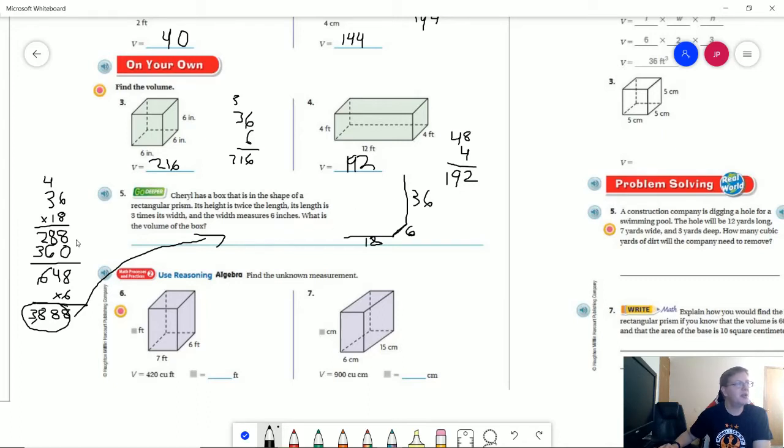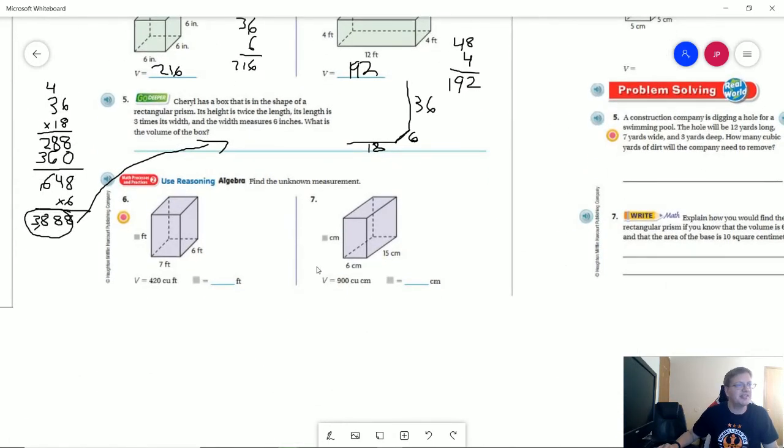So what we end up with, 36 times 18 is going to give us 648. 648 times 6 is going to give us 3,888. So let's take a look at a couple of our problems where we are going to have to find the length of the missing side.